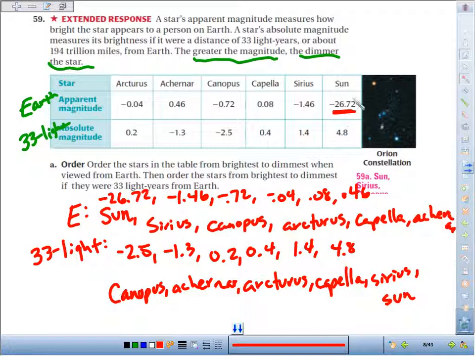So even though the sun appears the brightest to us, it's because it's so close to us. If we compare it from a similar distance to all these other stars, it's actually the dimmest of all these stars. So there's our orders.